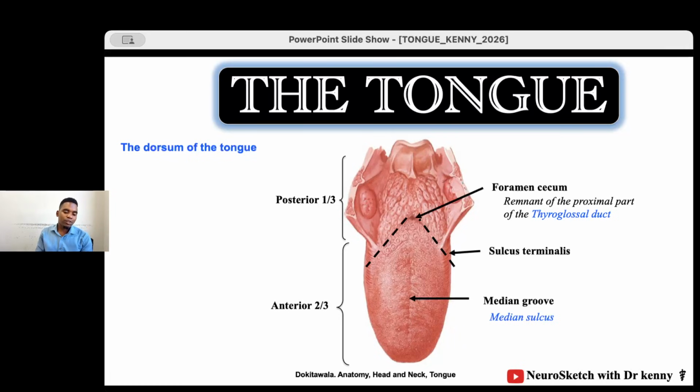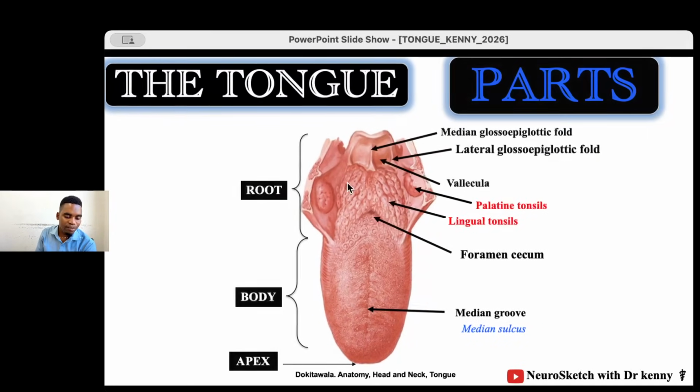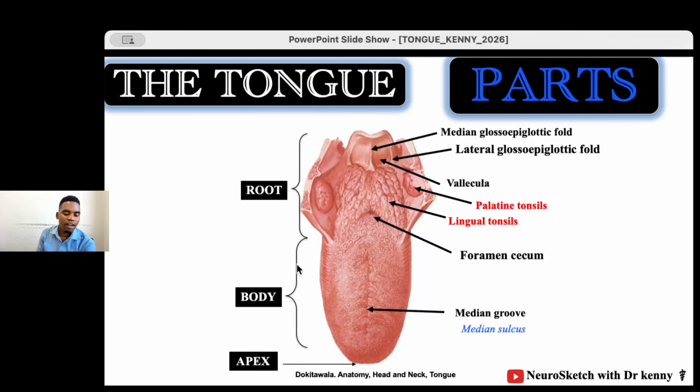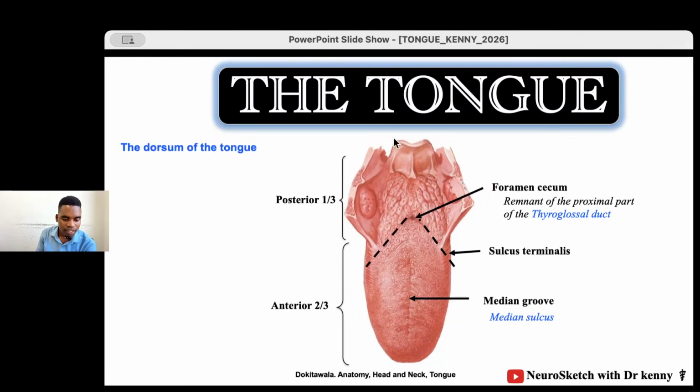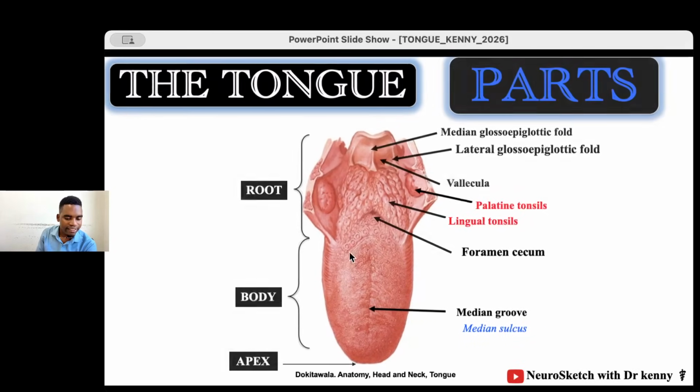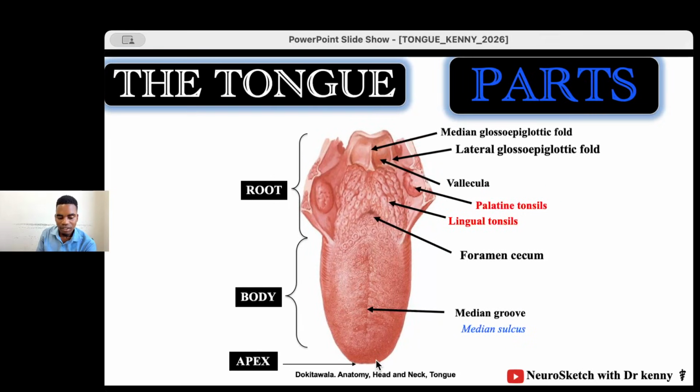But the tongue can also be divided in this system, whereby we have a root of the tongue, the body of the tongue, and the apex. The root of the tongue represents the posterior third of the tongue. The same posterior third of the tongue here represents the root of the tongue, and the anterior two-third of the tongue is further subdivided into the body of the tongue and the apex of the tongue. Okay, and then we've seen we have the sulcus terminalis, the terminal sulcus, which is separating the anterior two-third and the posterior third.